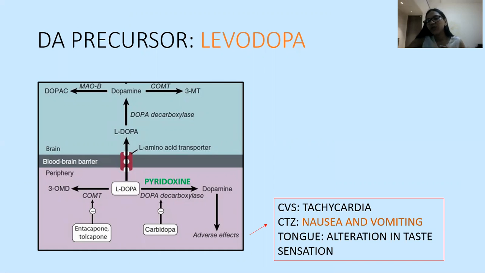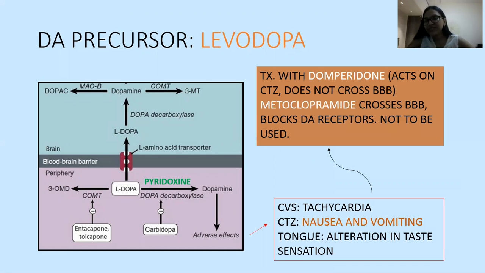Moreover, the nausea and vomiting caused due to dopamine peripherally should be treated with domperidone because it acts on the CTZ and does not cross the blood-brain barrier. Whereas metoclopramide should be avoided, should in fact not be used absolutely because it blocks the dopamine receptors after crossing the blood-brain barrier, and hence the whole point of the exercise of increasing dopamine in the brain becomes fruitless.